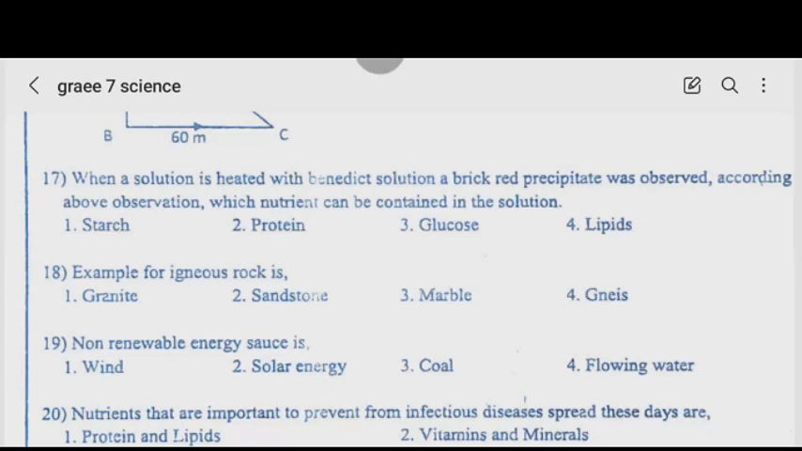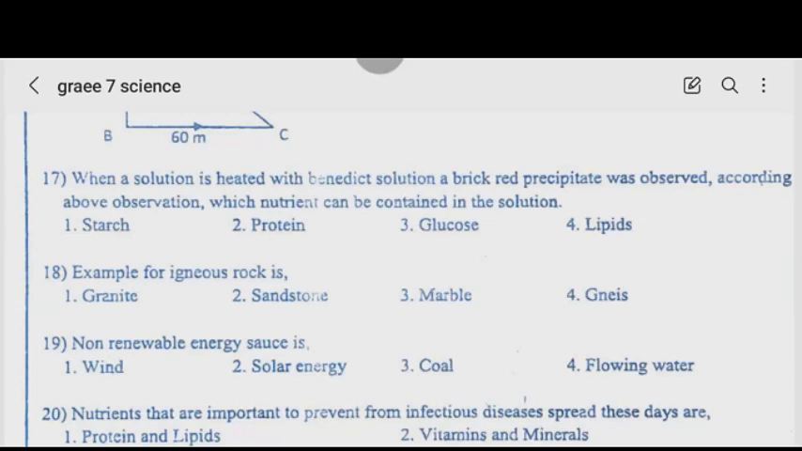When you pour the blue color Benedict solution into glucose and heat it, if there is glucose, finally you get the brick red precipitate in your test tube. So if there's glucose with the Benedict solution, you will end up having a brick red precipitate in the test tube. They are asking which nutrient can be contained in the solution. So the solution should be glucose. Okay, for the 17th question the answer is number 3. Right?